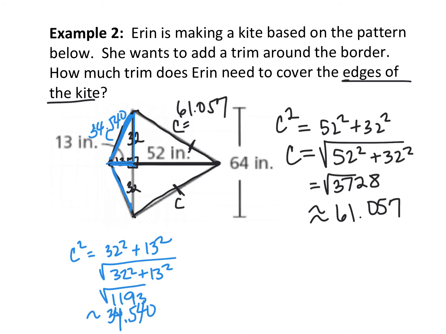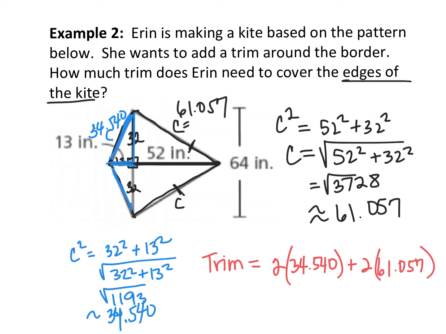All right, so my trim is equal to 2 times 34.540 plus 2 times 61.057. And so we get approximately 248.137 inches of trim.